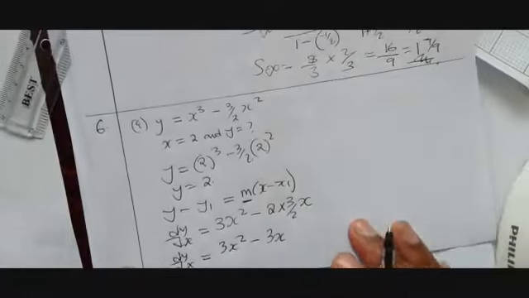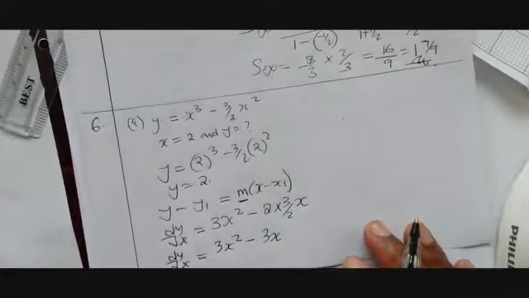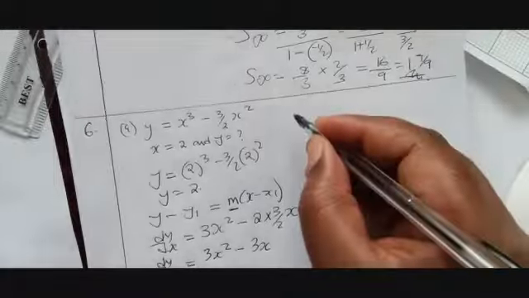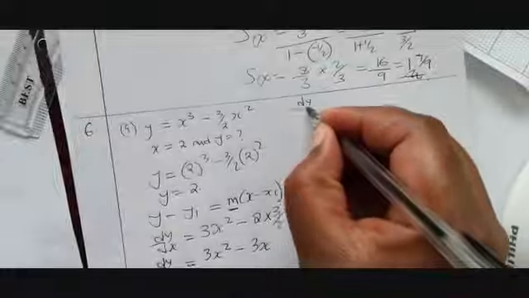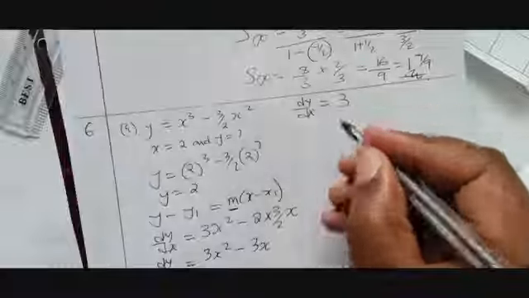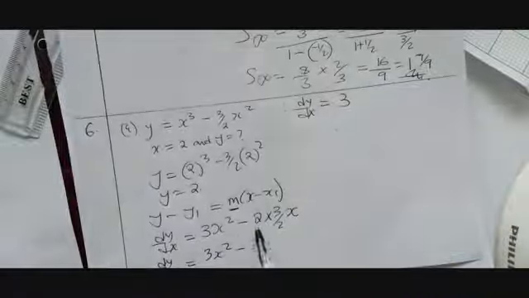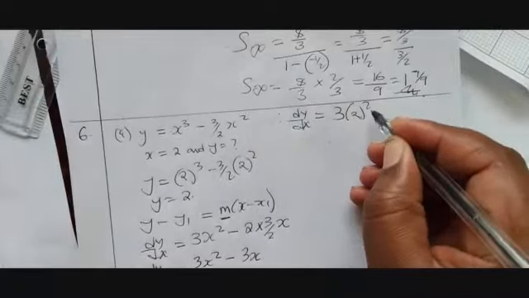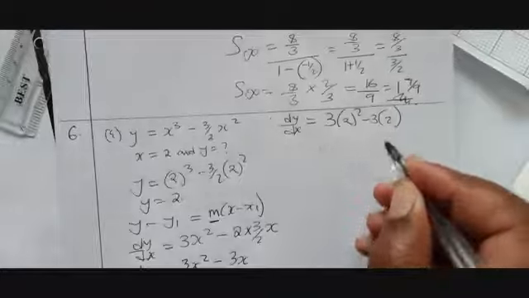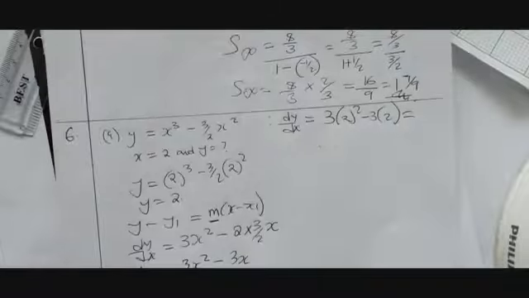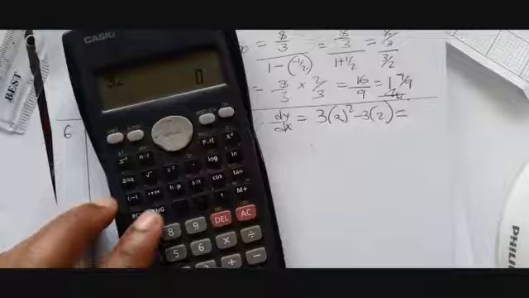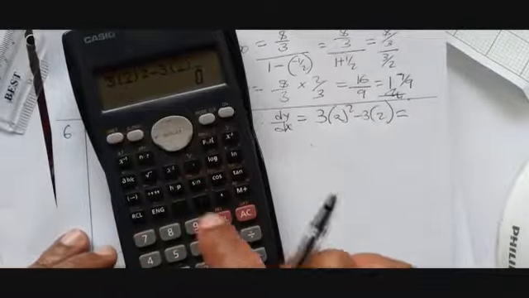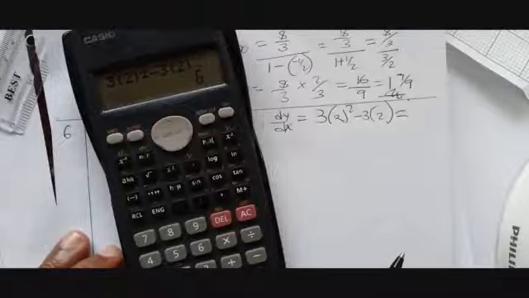Okay, minus 3x. This is what we are going to have. So I can proceed from here. Therefore, dy/dx is equal to 3x squared minus 3x. Now, we need to get the actual gradient when x is 2. So I'll put 2: 3 times 2 squared minus 3 times 2. You utilize your calculator here. You say 3, open the bracket, 2 to the power 2, minus 3, open the bracket, 2, close. What do you get? You get 6.